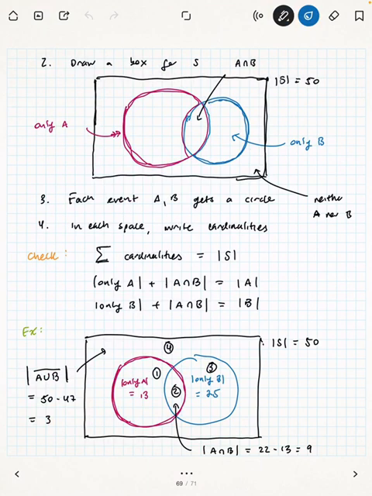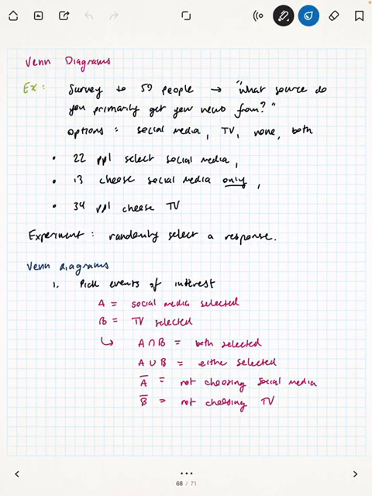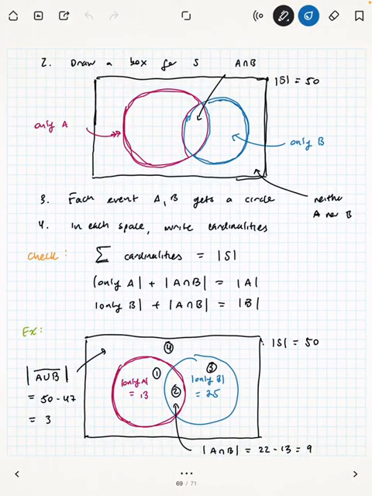And that tells us something about the overlap, which is that the number of elements in A intersect B has to be 22 minus 13. So the difference, because they need to add up to 22. And that's going to be 9. And now that tells us something about only B, because, remember, we know that 34 people choose TV. But we've already accounted for the overlap, that's 9. So we take 34 minus 9, that gives us 25.